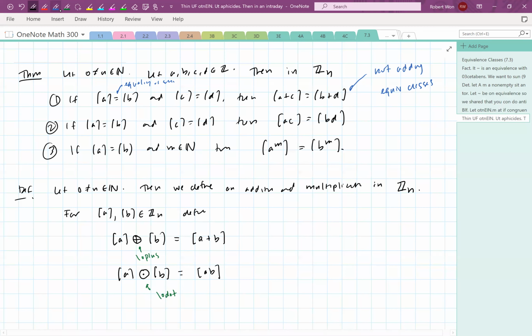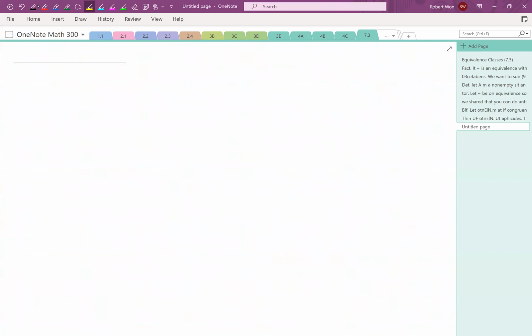Okay, so this one is the new operation. I'm defining the sum of two equivalence classes. This one is the old operation of addition of integers. Okay, so here I've defined a new addition and new multiplication on the set Zn. So let's go back to our example.